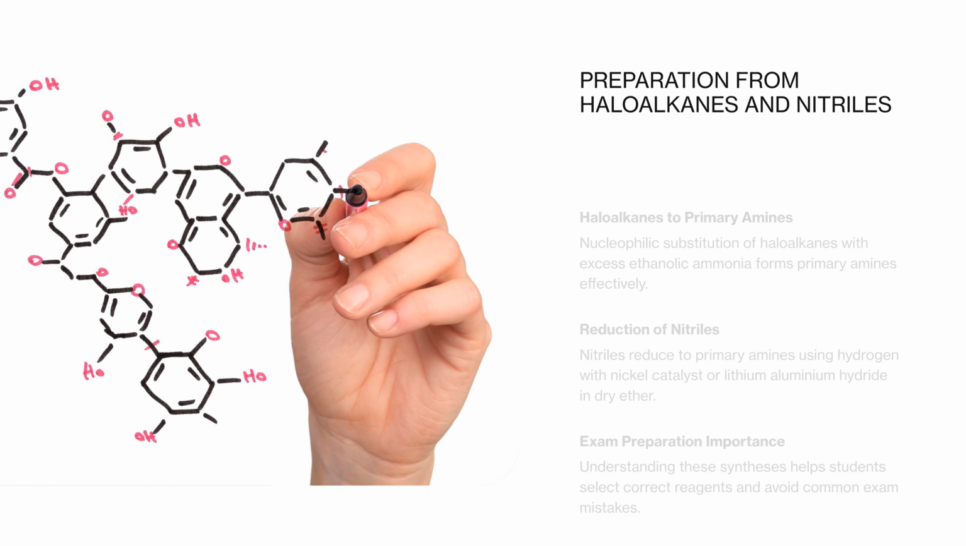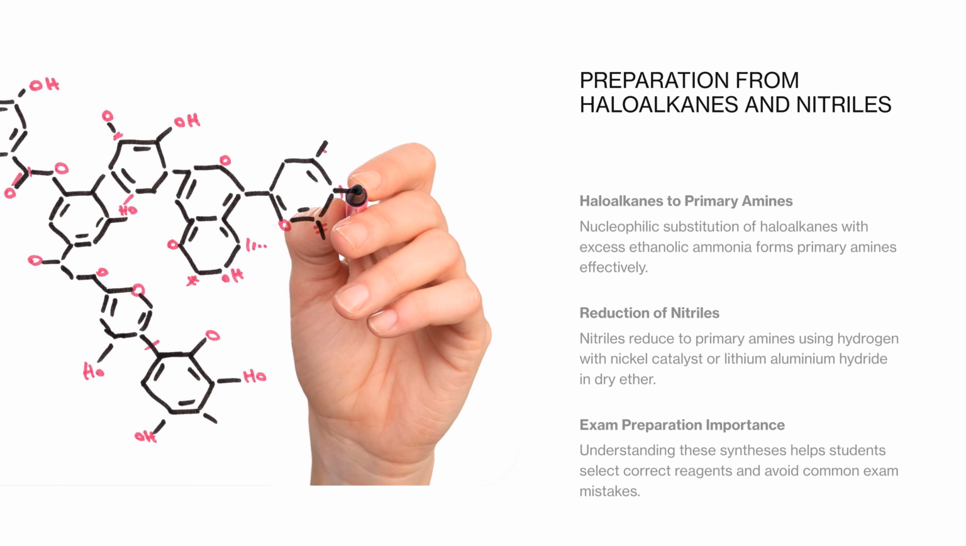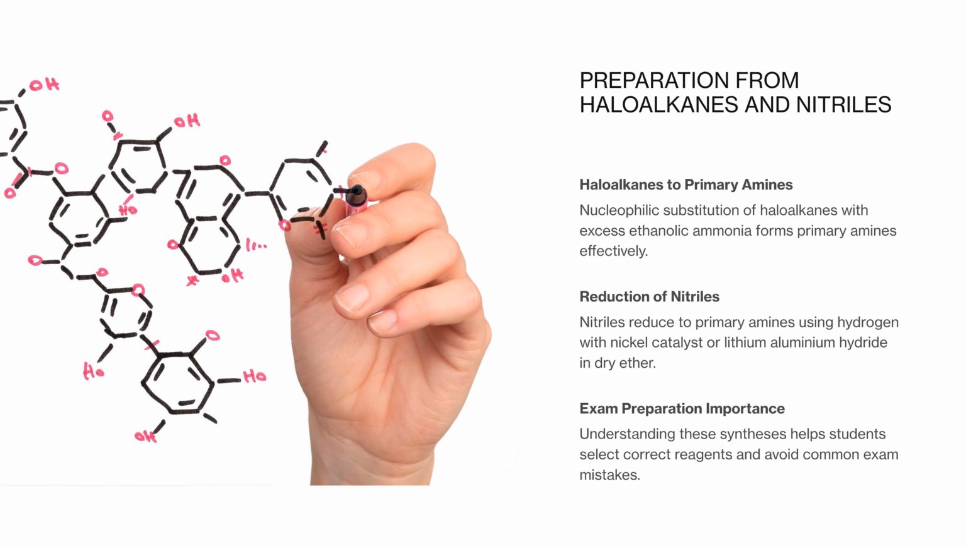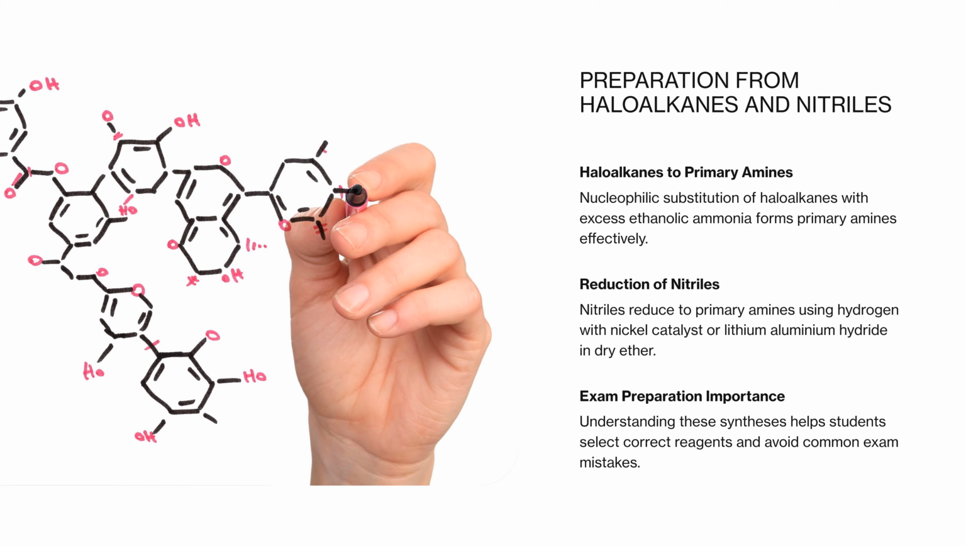Preparation from haloalkanes and nitriles, reactions with water and acids. Amines can be prepared via several important synthetic routes. One key method is the reaction of haloalkanes with excess ethanolic ammonia, which proceeds via nucleophilic substitution to form primary amines. Using excess ammonia helps minimize the formation of secondary and tertiary amines.